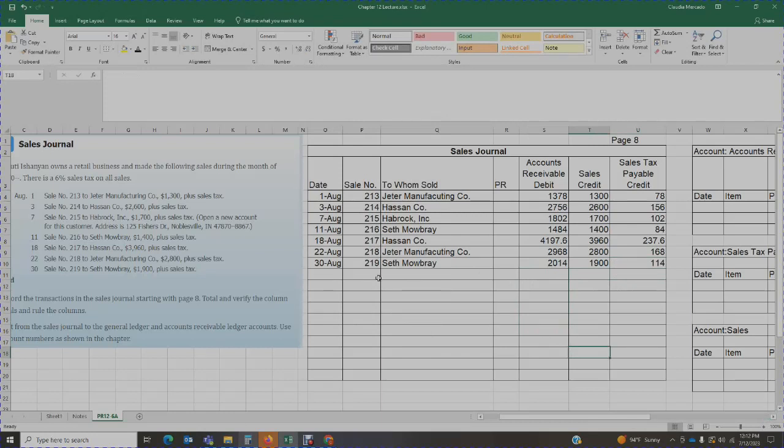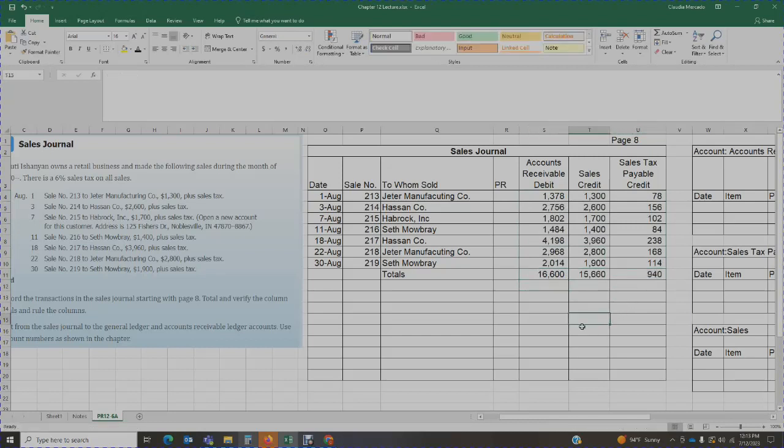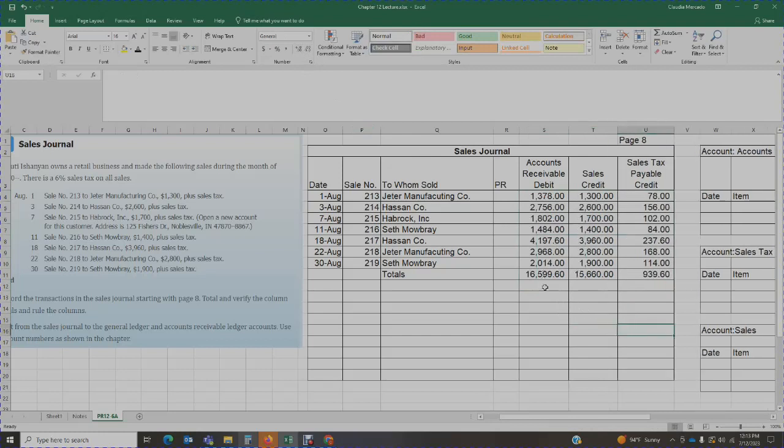Okay, so now what am I going to do? I'm going to get my totals. I'm going to sum the total of each column to get my totals. So these are the totals that I got. Let me include the decimals. I just formatted it to numbers and include 2 decimals.